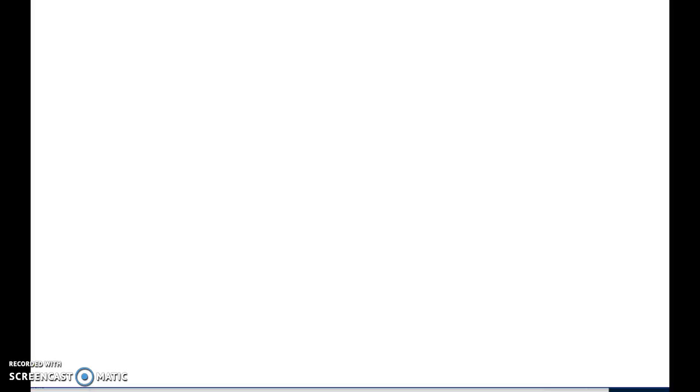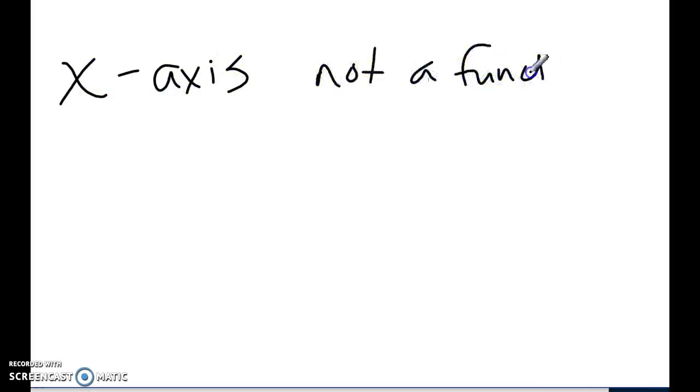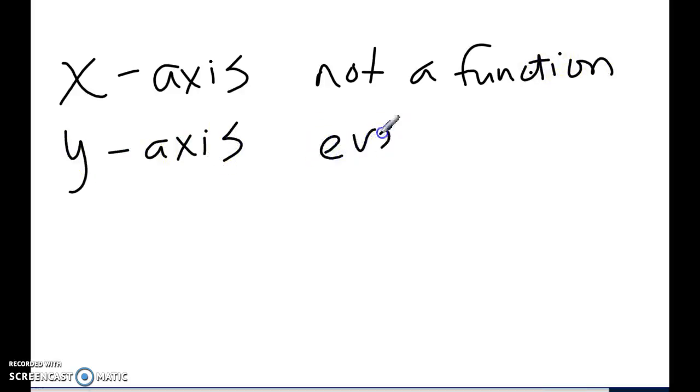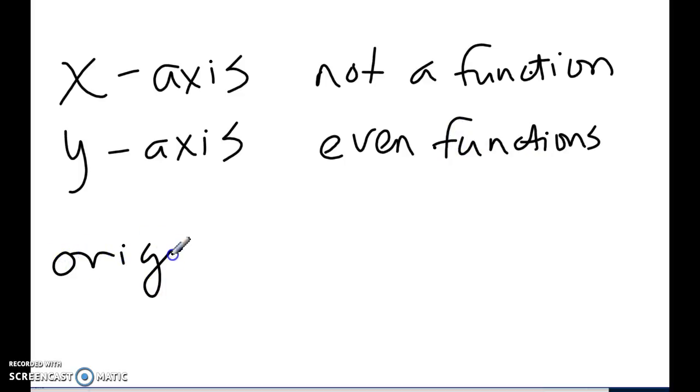In summary, if you are reflecting about the x-axis, if you're reflecting a graph, reflecting a coordinate about the x-axis, we said that that's not a function. If you reflect something about the y-axis, then not only is it a function, but those are referred to as even functions. And if you're reflecting about the origin, then those are considered to be odd functions.